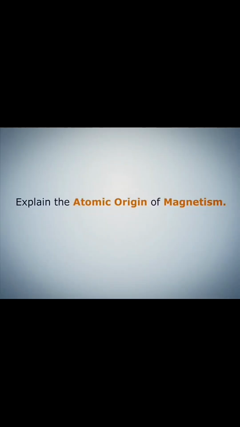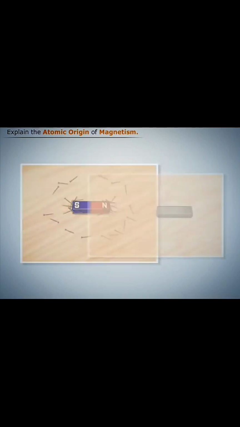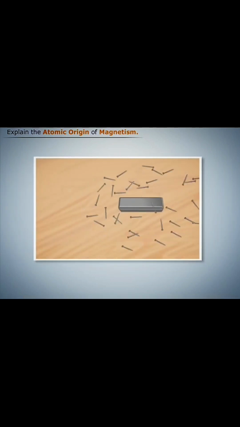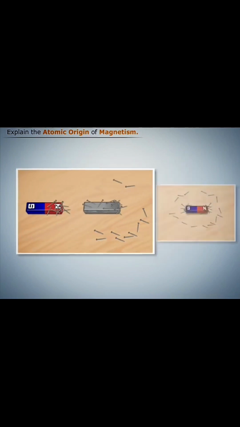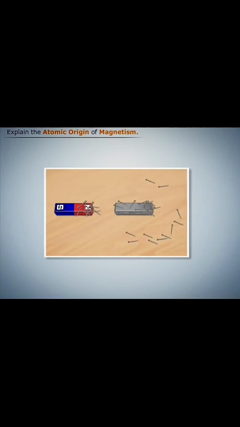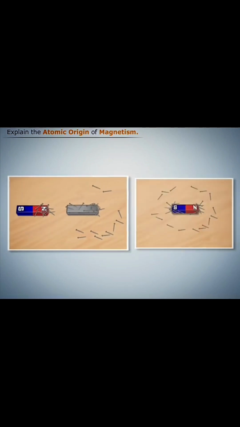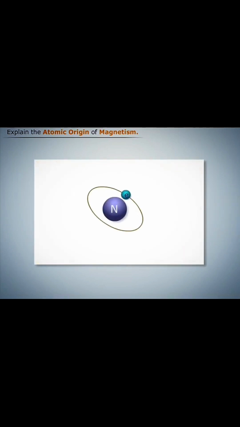Explain the atomic origin of magnetism. We know that certain materials behave like a magnet without any influence of an external magnetic field. And certain materials behave like a magnet only when an external magnetic field is applied on them. So why is it that some materials behave as a permanent magnet, and some materials show the property of magnetism only when an external magnetic field is applied on them? To understand this, let's analyze the material at an atomic scale.